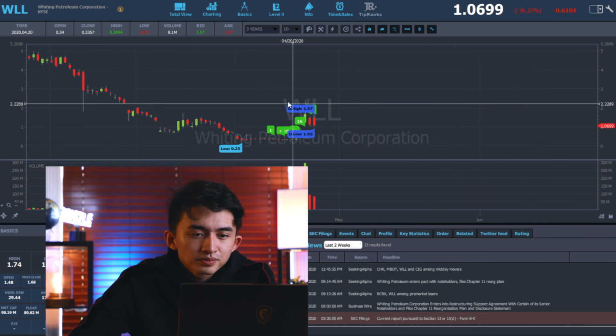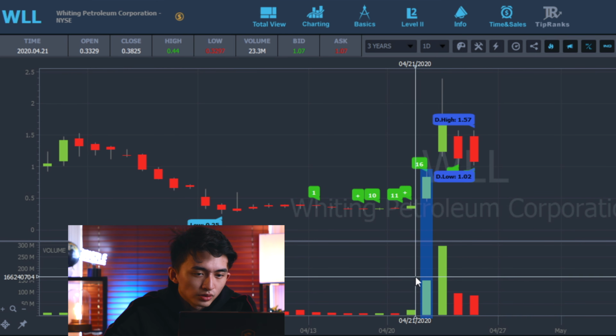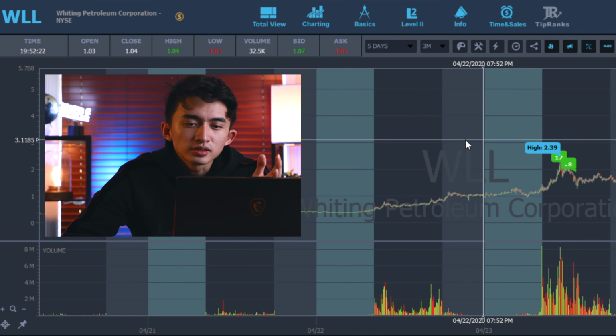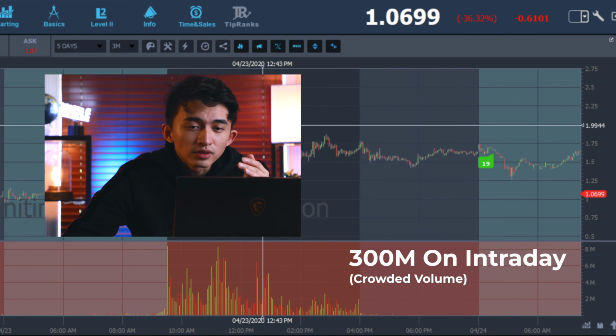So when you see a ticker perform a first green day that traded more volume compared to its average, there's about a 60% chance the stock will gap up. And of course it gapped up, almost doubled, and traded a massive amount of volume, close to 300 million on that one day. That is definitely not normal, because in the general market the average volume is about 20 million to 40 million. So 300 million is definitely overwhelming.